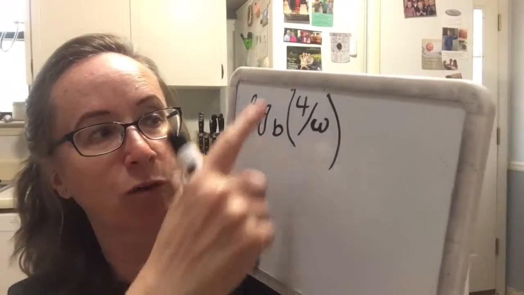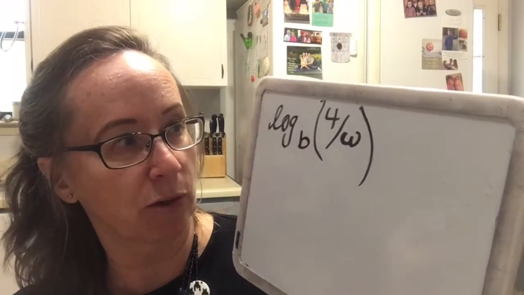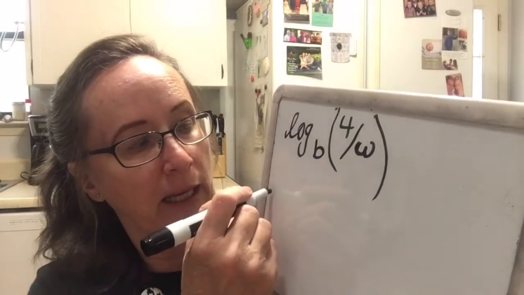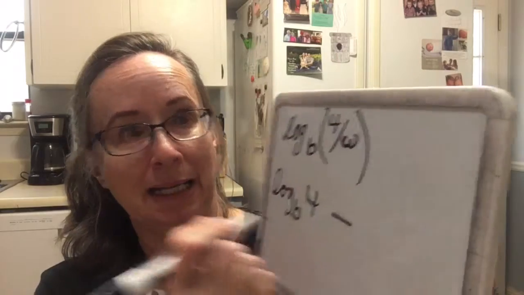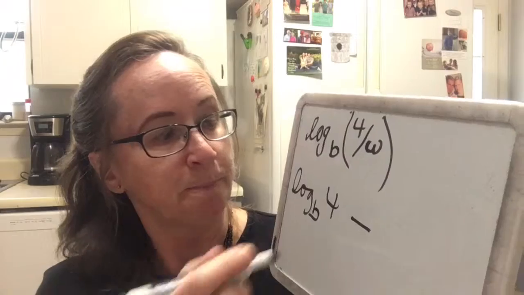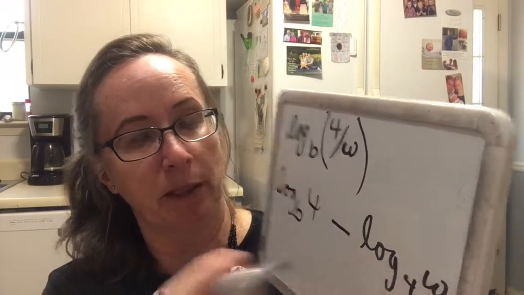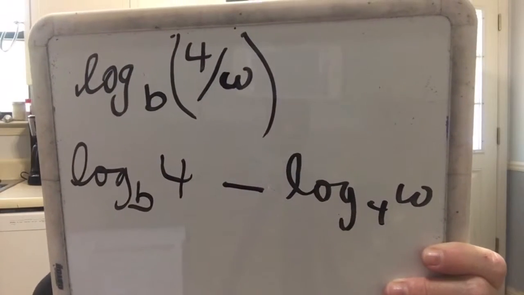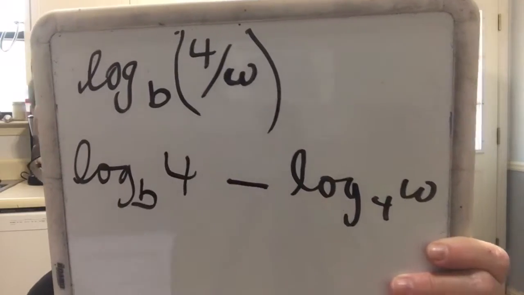So when we have a quotient that appears in the argument of the log, we can apply the quotient rule, and that's going to be log base b of 4 minus, which makes sense, when we had the product we used a plus in between, minus log base b of w. And since we can't do anything further with that, that is our final answer for number 5. Okay, and we'll come back with more.